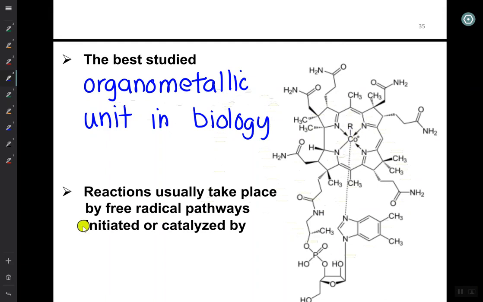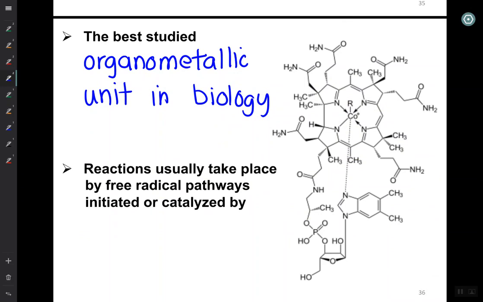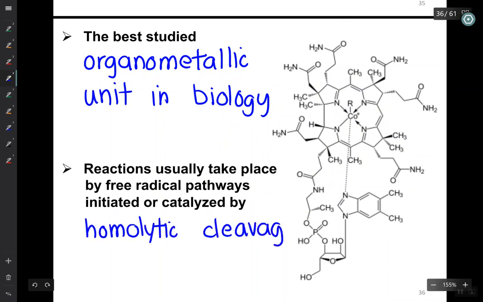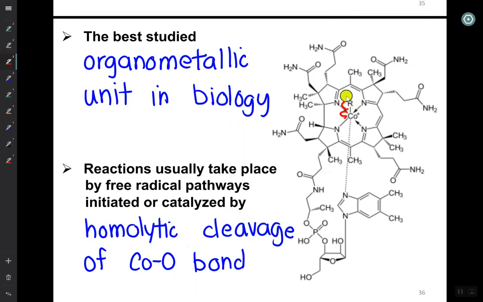Reactions usually take place by free radical pathways initiated or catalyzed by homolytic cleavage of the cobalt-carbon bond. Okay, so what's proposed is that this bond right here homolytically cleaves. So then one electron goes to cobalt, one electron goes to the alkyl group, we have R dot, and the R dot is what goes on and does the chemistry.